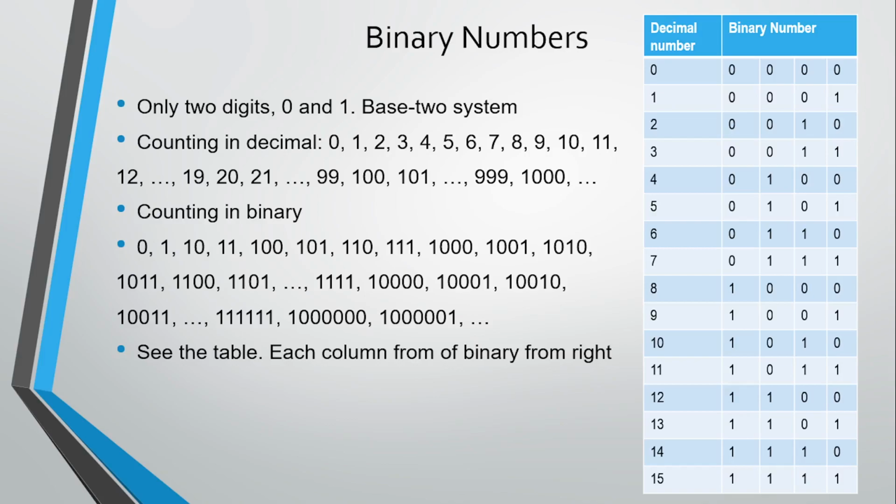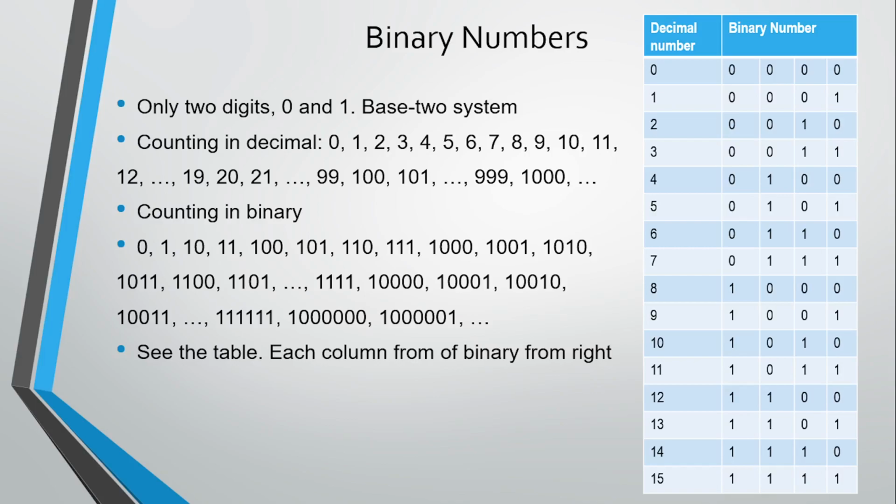A question is, how will we count in binary? Let us recall our counting in the decimal number system. We start with 0, so 0, 1, 2, 3, 4, 5, 6, 7, 8, 9. So these are the basic digits. And what is after 9? We take two digits. And it is 10, 11, 12, 13, etc., up to 99. And now we take 3 digits. And then 100, 101, up to 999, then 1000, etc.